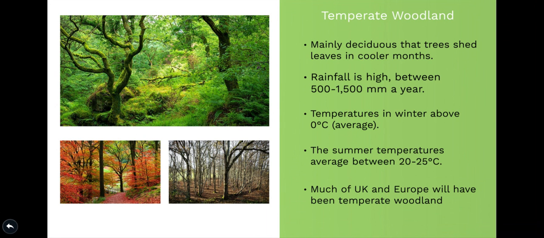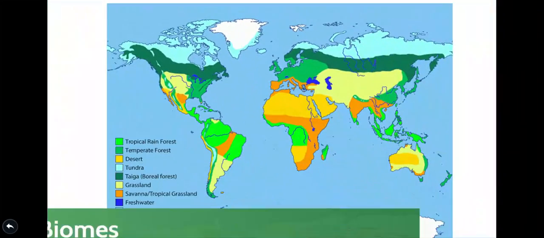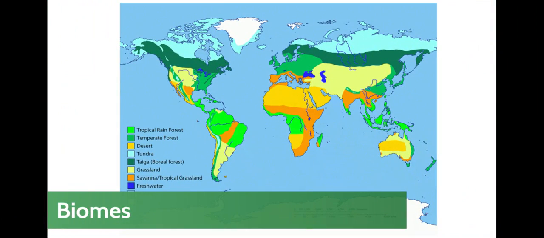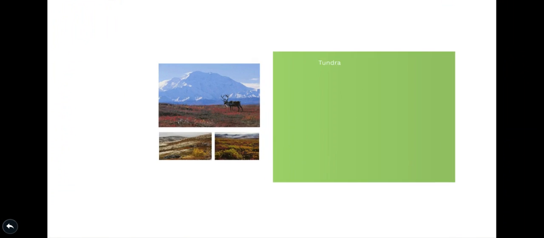Much of the UK and Europe will have been a temperate woodland, and it still is a predominant habitat within these regions. Obviously, a lot of it's been cut down through human development, but this is where we find these particular biomes. Now, next up, we're going to move across to North America, to the tundra.